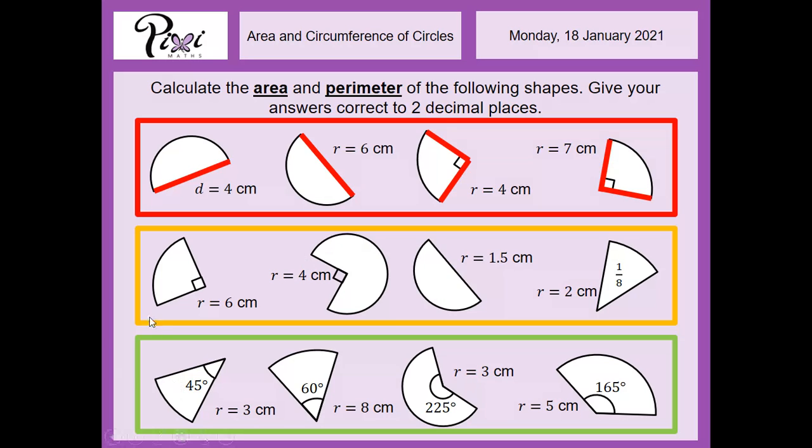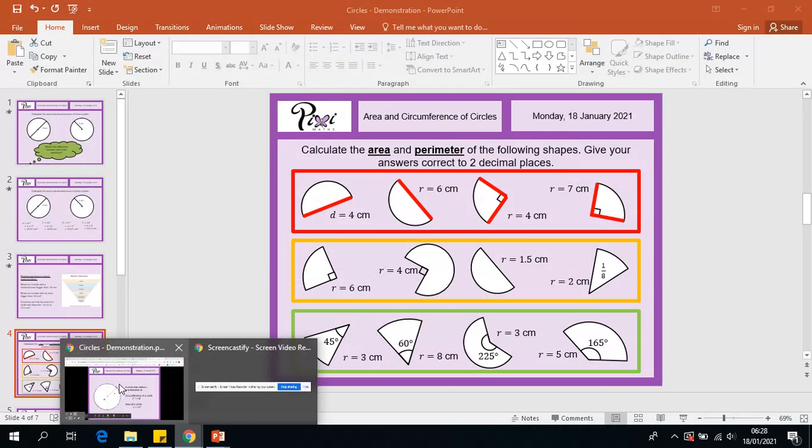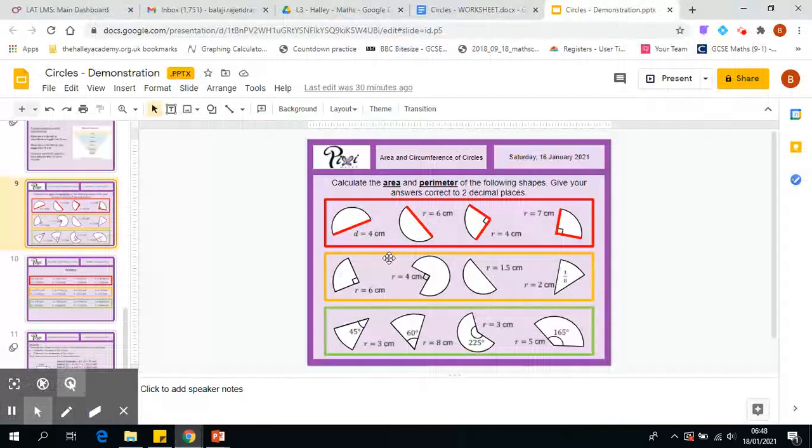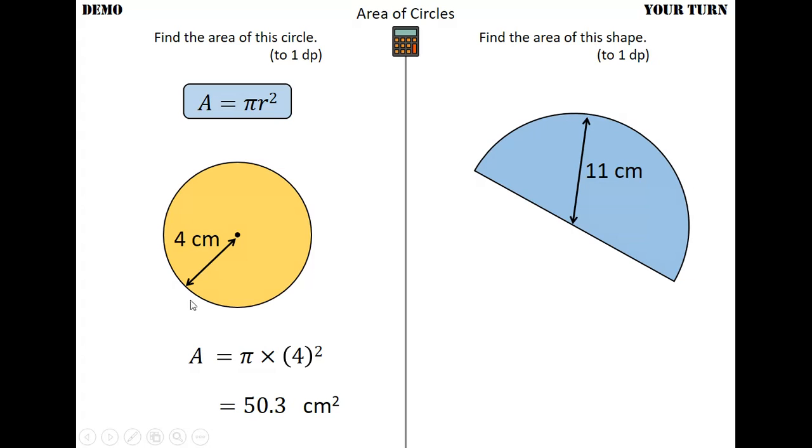Calculate the area and perimeter of the following shapes. Give your answers correct to 2 decimal places. Before calculating the area and perimeter of these shapes, let's look at an example of how to find the area and perimeter of a semicircle. Here is an example finding the area of a circle. How would you find the area of the semicircle?